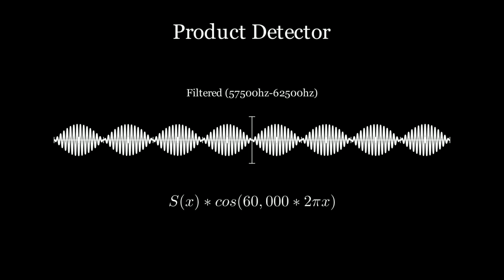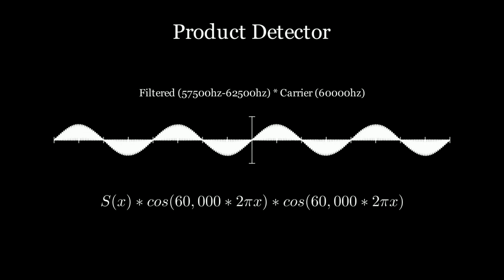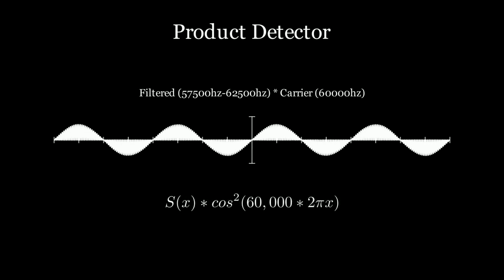At the moment, our amplitude modulation can be represented by the product of the signal, S of x, and the 60,000 Hz carrier wave represented by cosine of 60,000 times 2 pi x. We can then multiply the amplitude modulation by itself with the carrier frequency again, effectively giving us the signal times cosine squared at 60,000 Hz.